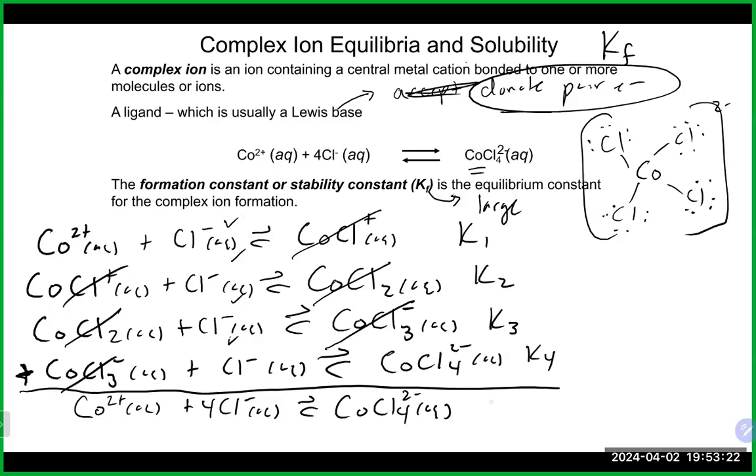come together. By the way, if I want to calculate my Kf, what do I do with all those K values? We multiply them, right? So we do not add. It would be K1 times K2 times K3 times K4 in this case. So remember that when you add together equilibrium equations, we actually multiply the K values to get the overall K value. Any questions on that?